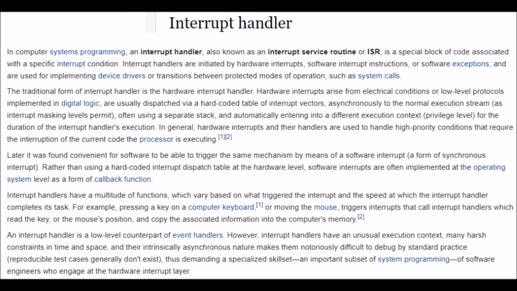The traditional form of interrupt handler is the hardware interrupt handler. Hardware interrupts arise from electrical conditions or low-level protocols implemented in digital logic, and are usually dispatched via a hard-coded table of interrupt vectors asynchronously to the normal execution stream. And it's lost me already.